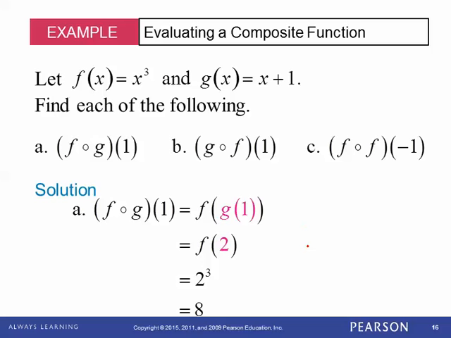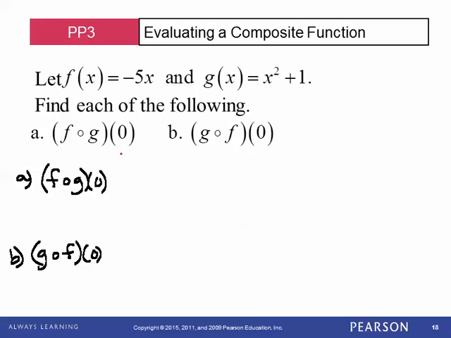Let's try a problem ourselves here. So let f of x be equal to negative 5x. So what the f function does is it multiplies by negative 5. What the g function does this time is it actually squares it and then adds 1. So your job, try it yourself here. What would f composed with g of 0 be?